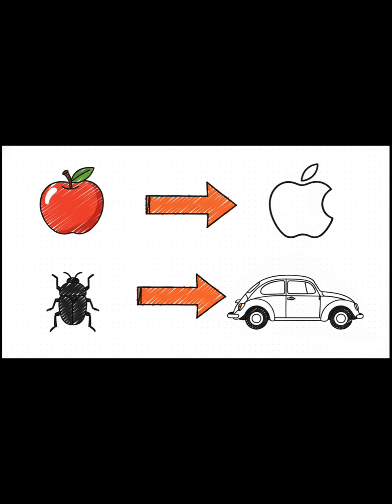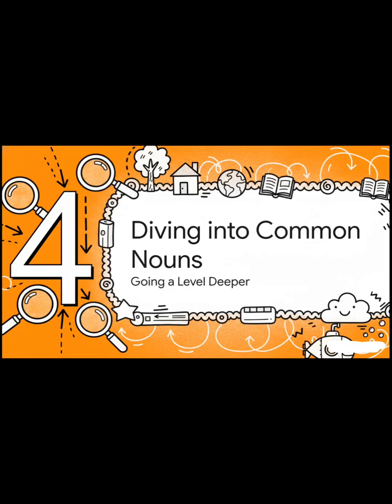A beetle is an insect, right? But the Beetle is a very specific brand of car. This is exactly why that capitalization hack is so powerful. Okay, ready to go one level deeper? That big category of common nouns actually has a few interesting subtypes that are really good to know.